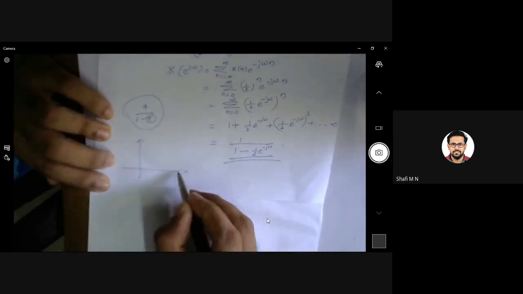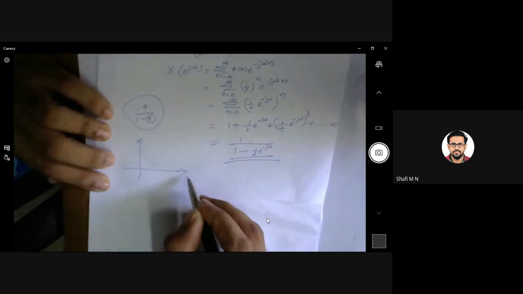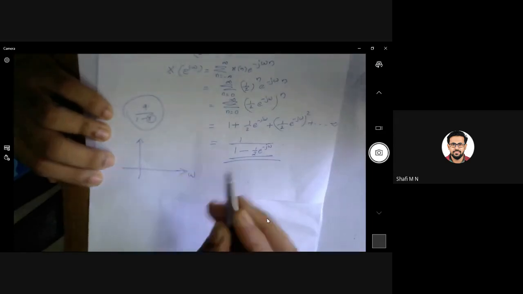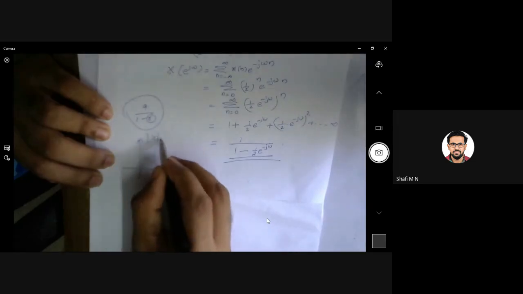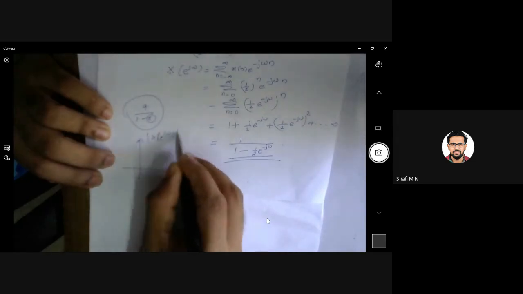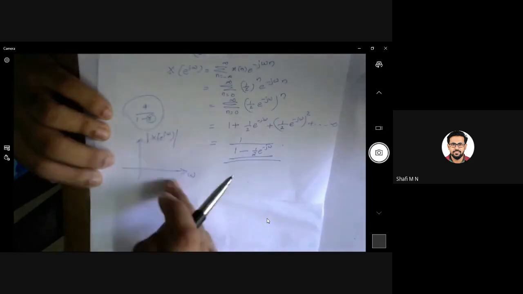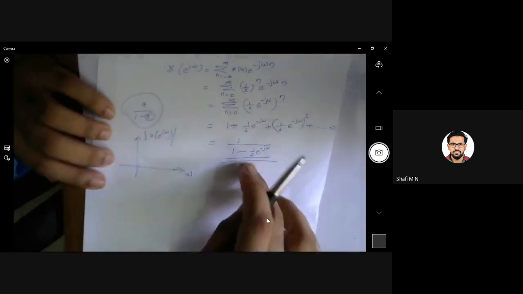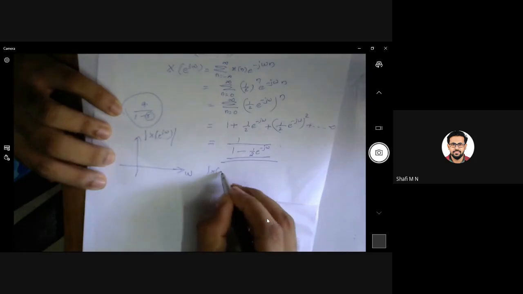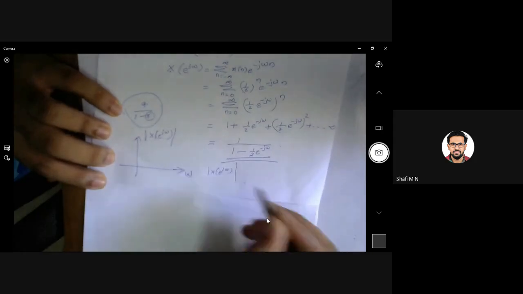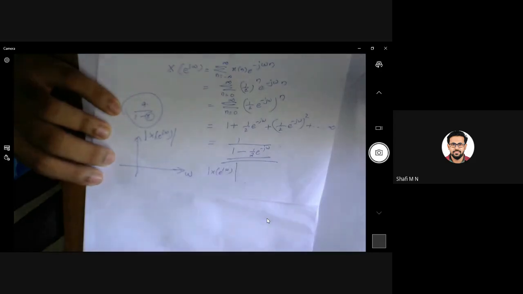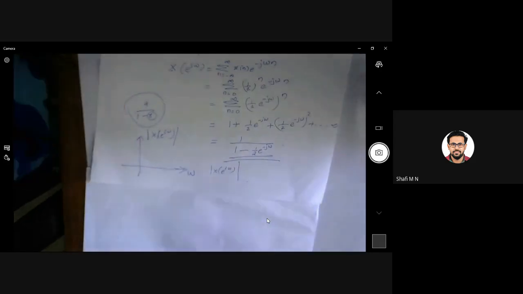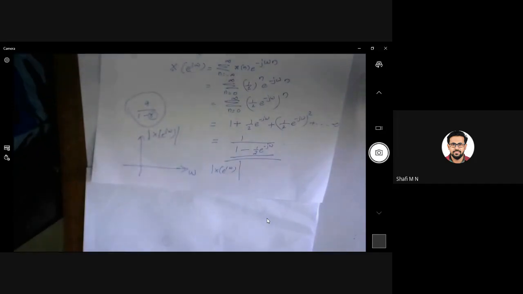Or you draw the magnitude spectrum first. Magnitude spectrum is a plot between omega and modulus of x of e power j omega. You have to make a plot between these two. So let's find the modulus first. What is mod x of e power j omega in this? Try to plot this for different values of omega.